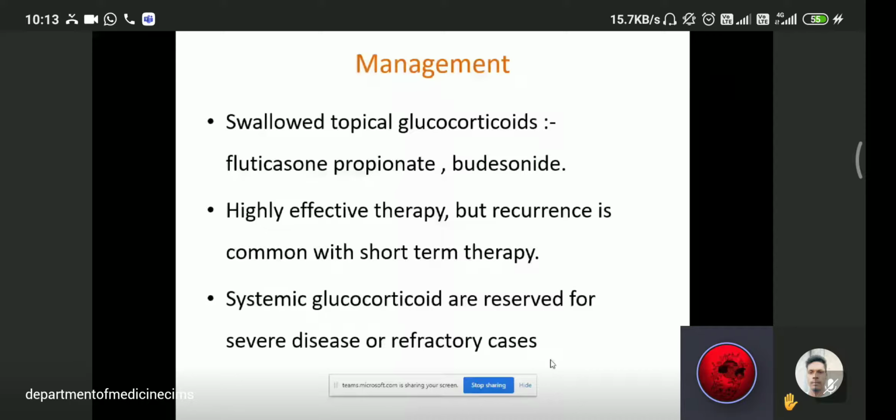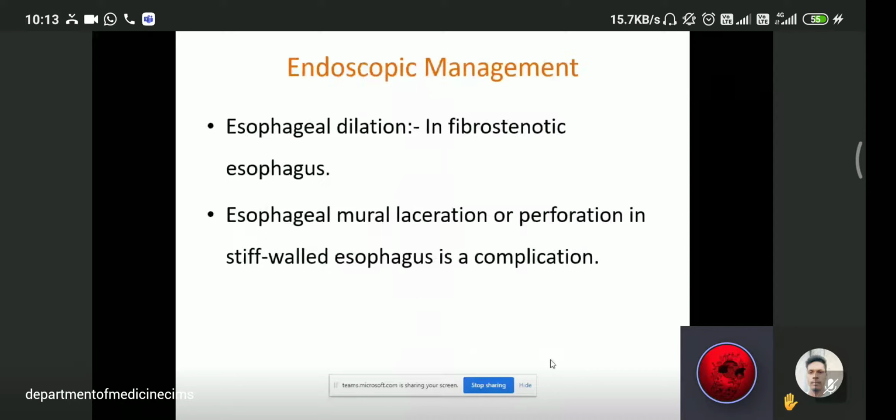Endoscopic management includes dilatation of the fibrostenotic esophagus. It has a high risk because of the chances of mural laceration or perforation of the stiff-walled esophagus as a complication of esophageal dilatation. So this is something on esophageal eosinophilia.